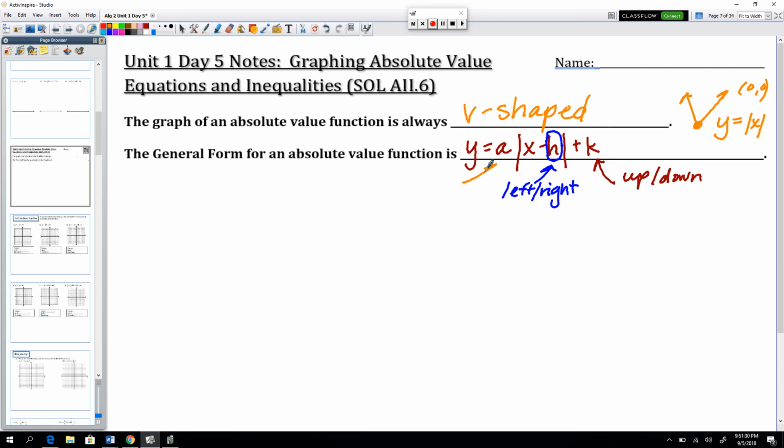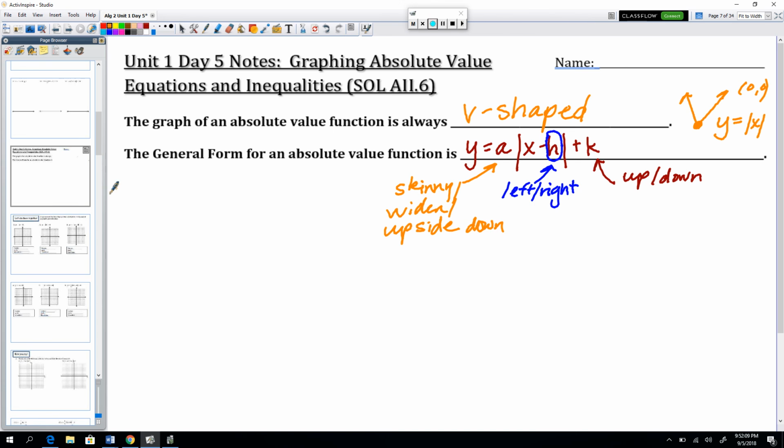And then finally, this guy right here is in charge of, and I just call it skinny or widening or any upside down flips. Okay, if this number right here is not an invisible 1, if it's something else, if it's something larger than 1, you're going to make it a skinny V. If it's something less than 1, like a fraction, you're going to widen it. If it's negative, you're going to be flipping that V upside down. Okay, so always come back to this little reference for yourself to realize what's happening in your graphing.